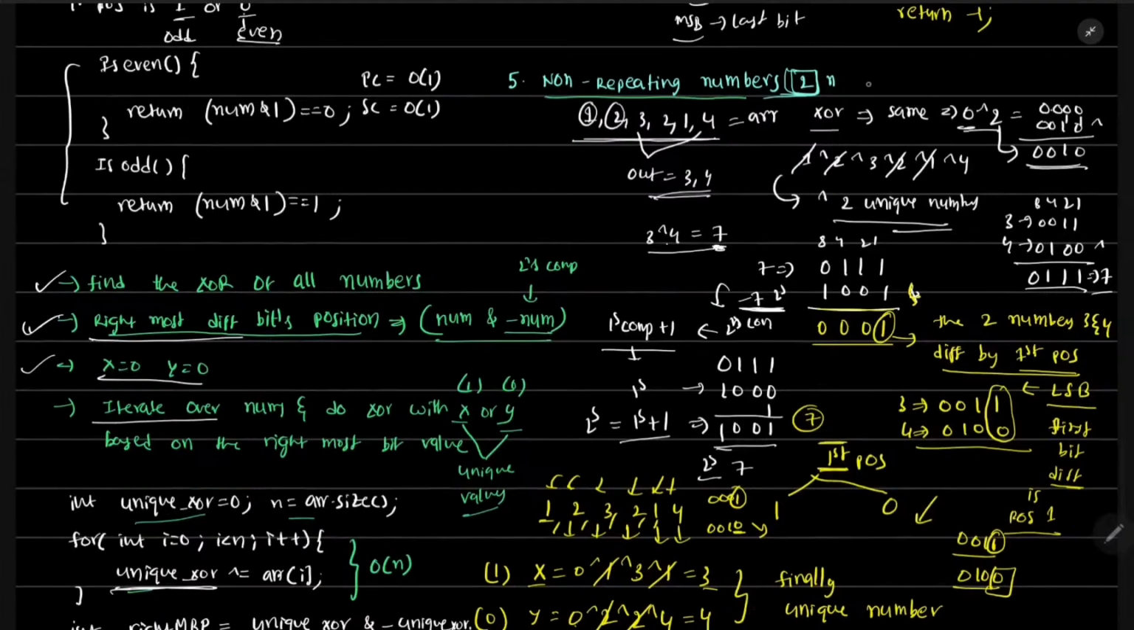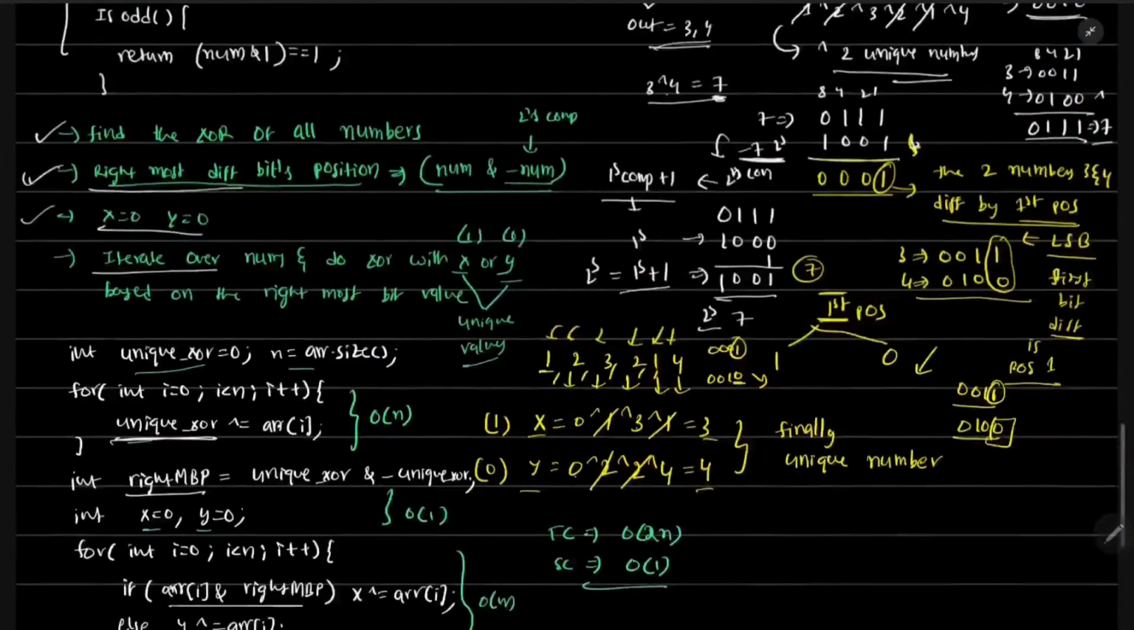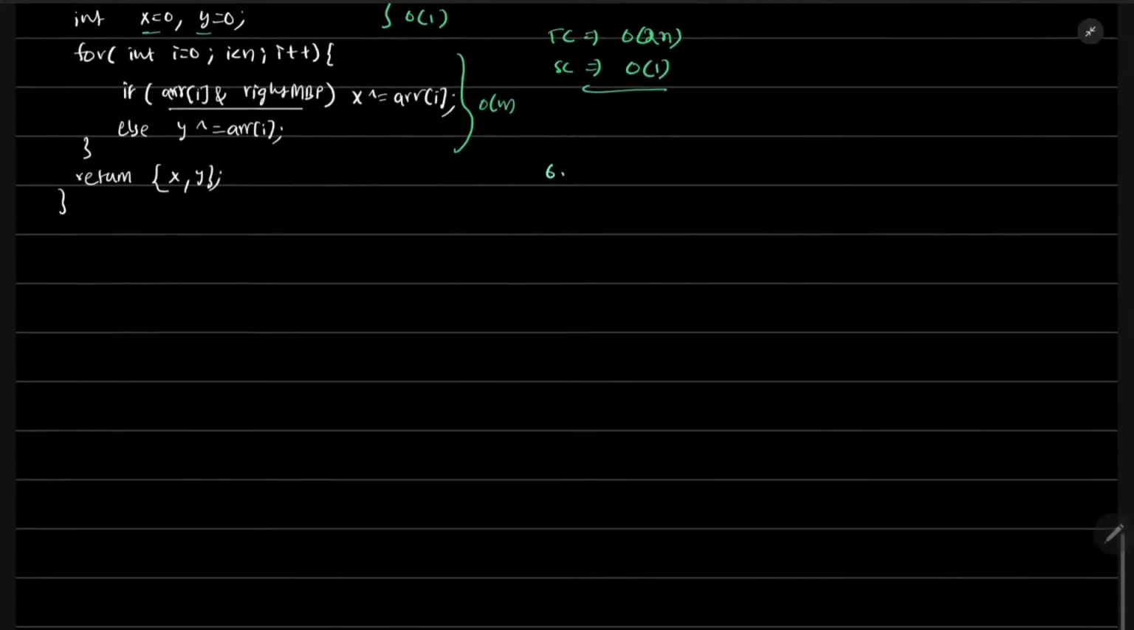This is an important problem. Now the next problem is the sixth problem. What is the sixth problem? It is to check if a number is a power of 2 or not. So how do you check a number is power of 2 or not?